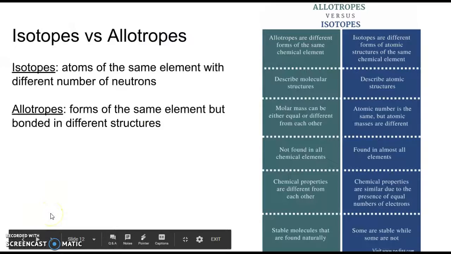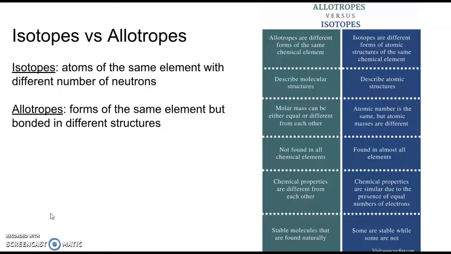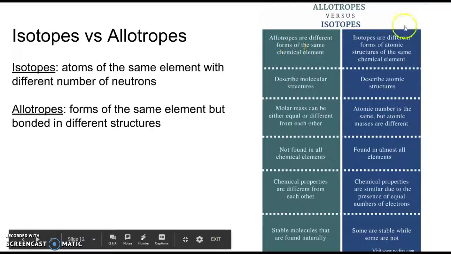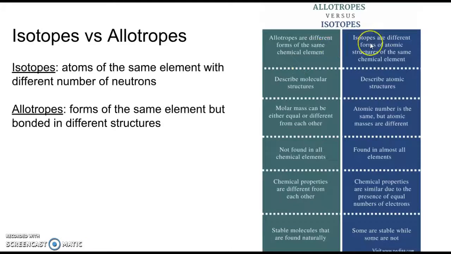So isotopes versus allotropes. Isotopes are atoms of the same element with different numbers of neutrons, whereas allotropes are forms of the same element but are bonded differently, so they have different structures. If you look over to this chart right here, allotropes are different forms of the same chemical element, whereas isotopes are different forms of atomic structure. Make note, these are different atomic structures in the same chemical element. Allotropes describe molecular structures, whereas isotopes describe atomic structures.